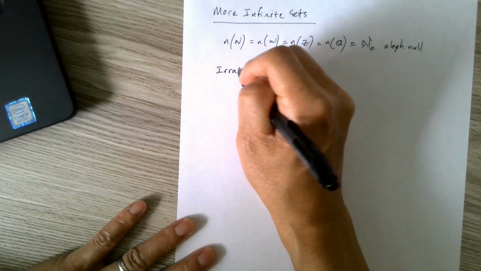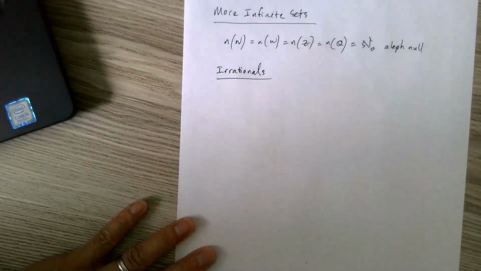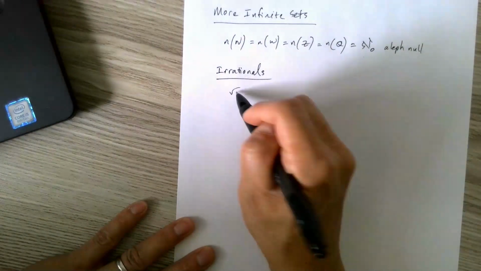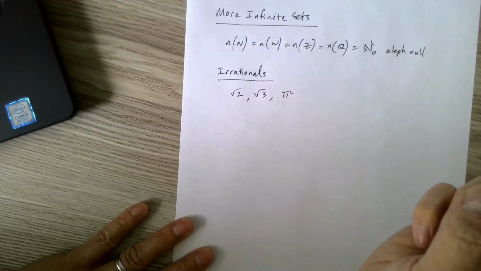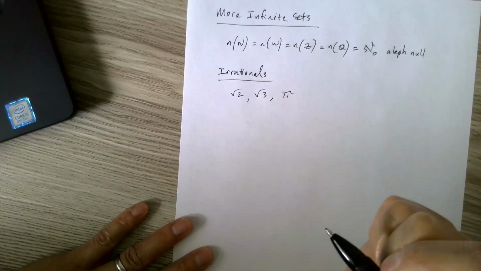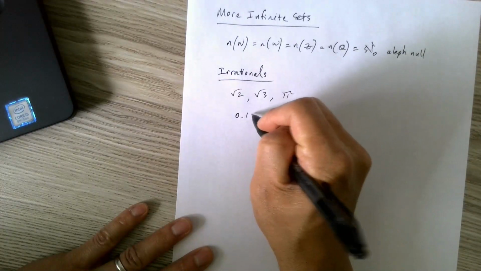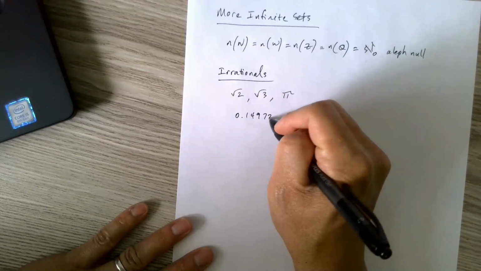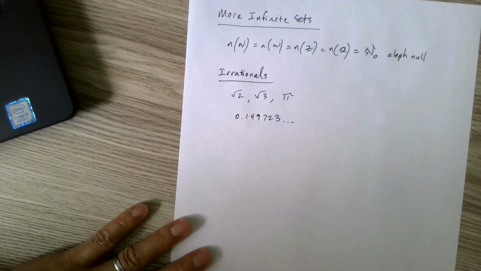Now we're going to talk about the next infinite set, which is irrationals. Irrationals are things like rad 2, rad 3, pi. But they all have something in common, and that is if they're written in decimal form, such as this, they don't have a pattern and go on forever. That is a special distinguishing characteristic of an irrational number that other real numbers don't have.